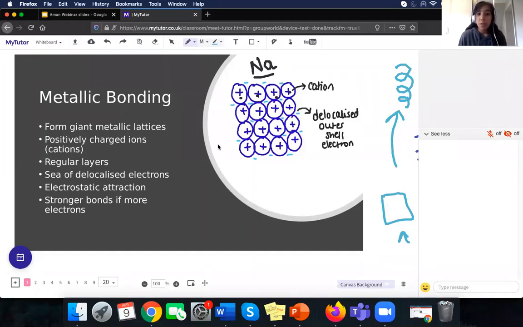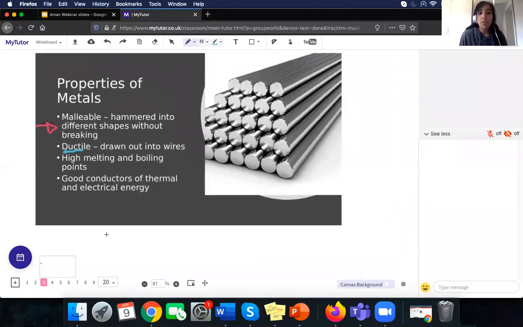Someone saying, so a cheaper metal may be stronger. Exactly, and we're going to come on to alloys in just a second. And are they good conductors because of the delocalized electrons? That's really excellent. So the final property of metals that we're going to cover is the fact that they are really good conductors of thermal and electrical energy.